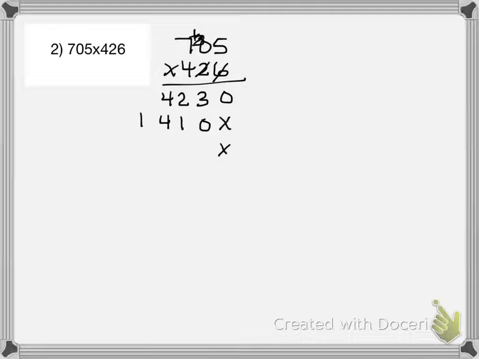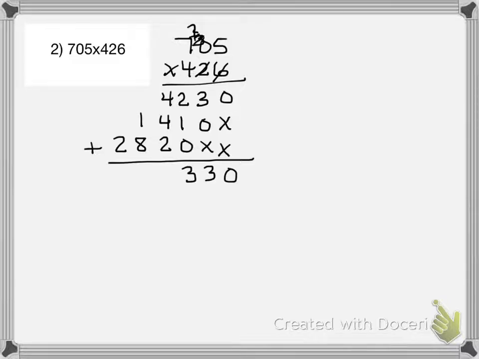Now we're into the hundreds place. I need 2 placeholders. 4 times 5 is 20. And 4 times 0 is 0, plus 2 is 2, and 4 times 7 is 28. Then we can add, so we have 0, 3, 3. 4 plus 4 plus 2 is 10. 1 plus 1 plus 8 is 10. And then 1 plus 2 is 3. So our product is 300,330.